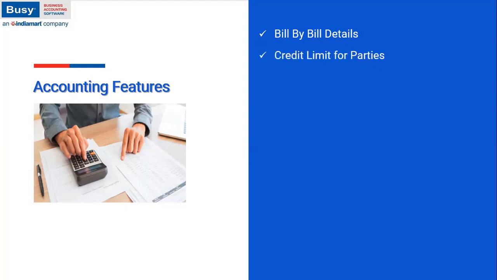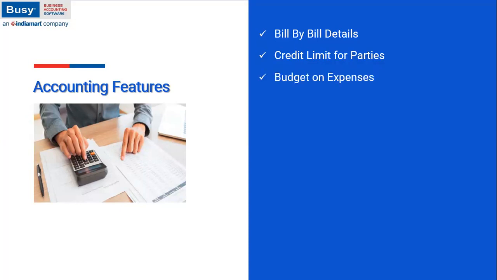Next is credit limit for parties. In Busy, we provide this feature, credit limit for parties. You can decide the credit limit for a sundry creditor and debtor. You can define the credit limit, and if the credit limit amount is exceeded at the time of transaction, then a warning will appear on the voucher. So you can stop the transaction. So the credit limit feature is also available.